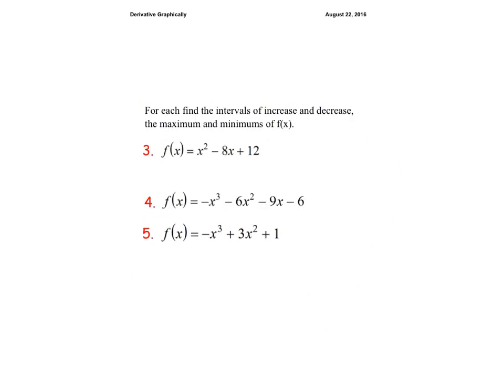Alrighty, so please pause this video and figure out the answers for these. For each of these, find intervals of increasing, decreasing, and maximum minimums. So go ahead.